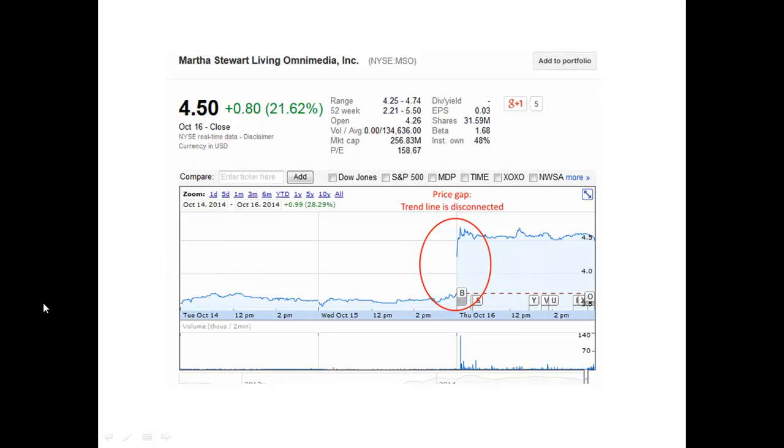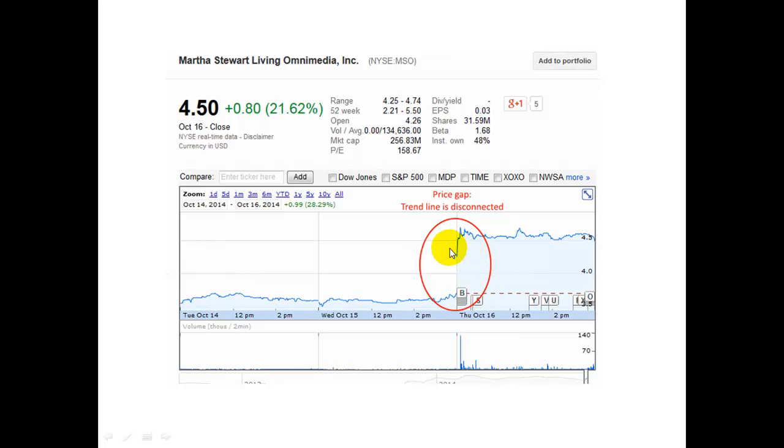But first, because most people are looking at a chart that you see here, this type of just line chart, you are probably going to be more accustomed to understanding the gap through this type of chart. So if you look at the circle here, we see a price gap, and a price gap simply occurs when you see a disconnection in the trend line. So at the end of Wednesday here, the stock price of Martha Stewart Living was about $3.7, and at the beginning of the next trading day, on Thursday, it rose to about $4.3. Now in between, there's just a gap.